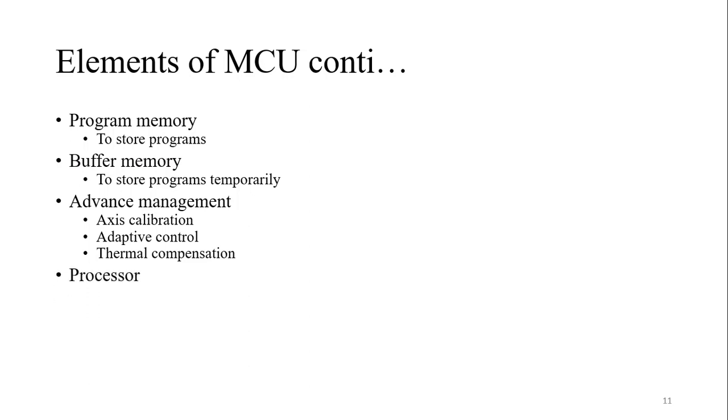Then we have a processor. We all know if a computer is there, then a processor is a must. Depending upon the specification and the capacity of the machine, the processor is selected. Then the output channels and the actuators. Output channels means how the output from the MCU is taken to the different motors, the different actuators, and different sensors also. So these are the output channels and actuators.